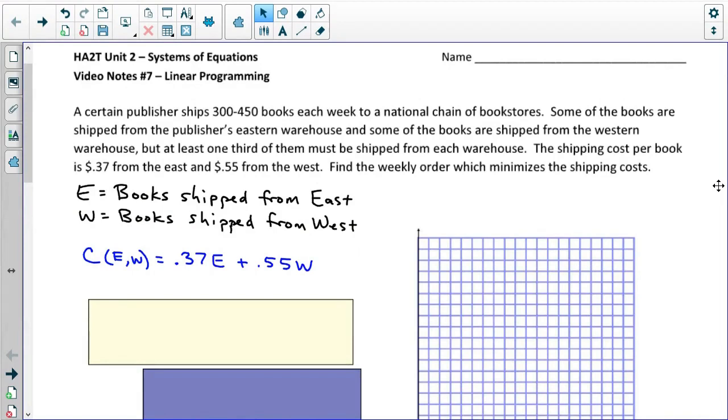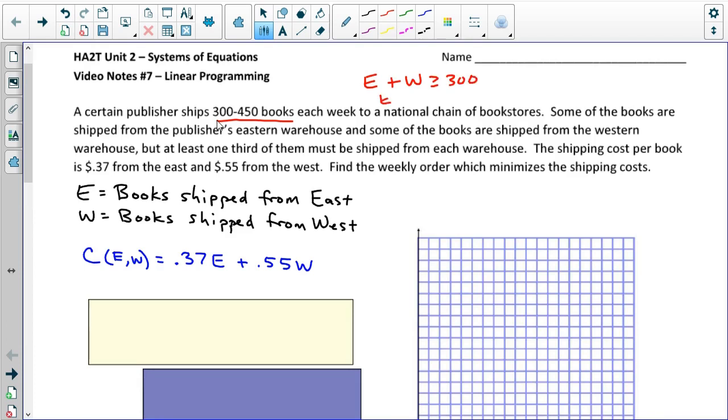Now, after that, our job is to figure out what our constraints are. In order to figure out the constraints, let's take a look at what each of the problem's sentences has to do with us. What we know is that there are between 300 and 450 total books shipped each week. Since E and W are our variables, E plus W must be greater than or equal to 300, and E plus W must be less than or equal to 450. We know that for sure.